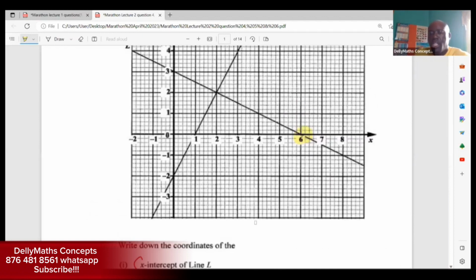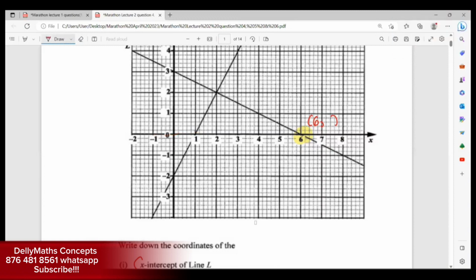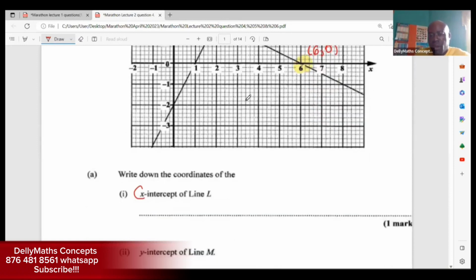It crosses the x-axis. They want us to write down the coordinate, so I could simply say the coordinate, and don't make a mistake here, you name the x value first, followed by the y value. So I will highlight, try to show you. The x value here is 6, yeah? And the y value, this is where y is 0, all right? So this is 6, 0.